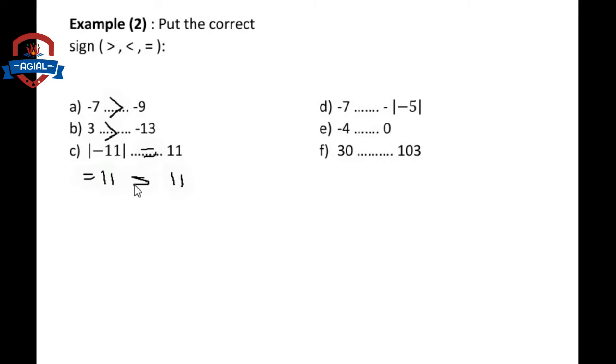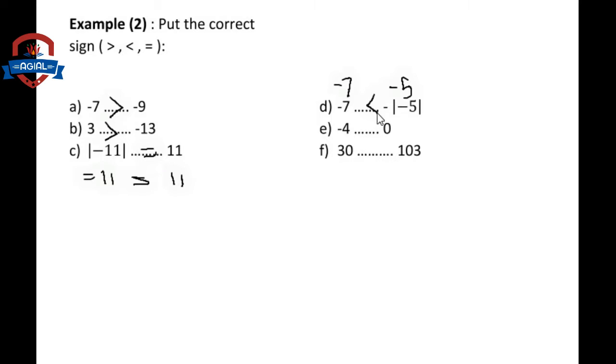Letter E, negative 7 is what? Negative, the absolute value of negative 5. We have negative 7 and negative absolute value of negative 5. The absolute value of negative 5 is equal to 5. So we have here negative 5 and here negative 7. So negative 5 is more than negative 7, so negative 7 is less than negative 5 because negative 5 is located to the right of the number negative 7.